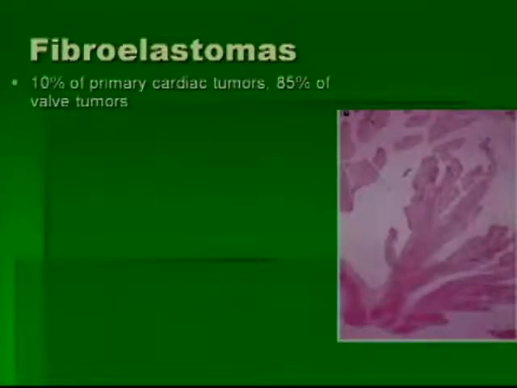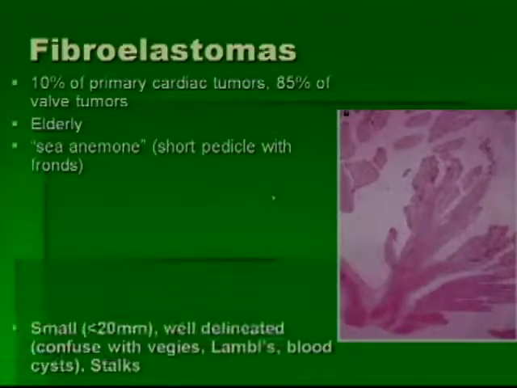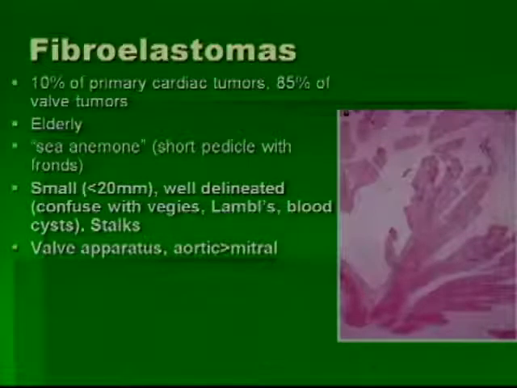Fibroelastomas are 10% of primary cardiac tumors, making them, of course, very rare, but this ends up being 85% of all tumors that arise from valve tissue. They occur in the elderly. They look like sea anemones with a short pedicle and fronds, especially as shown in this microscopic specimen. They're generally small, less than 20 millimeters. They're well delineated, and they can often be confused with vegetations, Lambl's excrescences, and blood cysts, but they tend to have stalks, which isn't always true for some of these other things in the differential diagnosis.